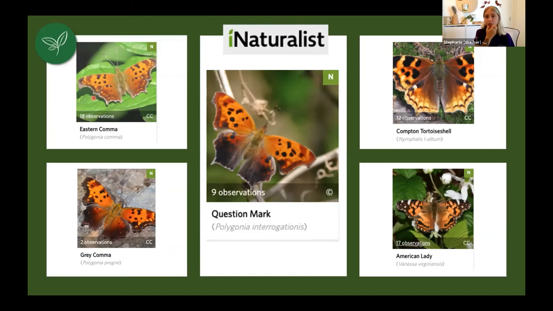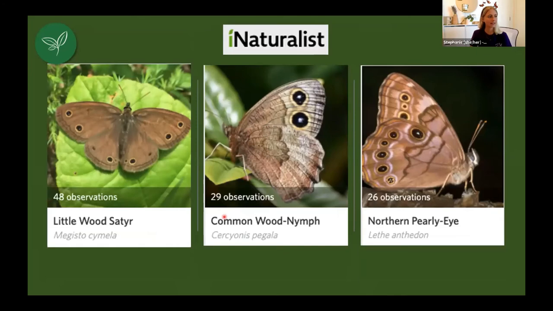And then we also have this subfamily too, which all of these have really prominent eye spots on them. So the northern pearly eye is a pretty common butterfly that you'll see, common wood nymph and little wood satyr. All of them look quite similar. They're in a subfamily called Satyrinae or something like that. Sorry if I'm getting that completely wrong, but they do have these eye spots, but you can see there are differences between them. Great way to take a picture and try to identify it later.